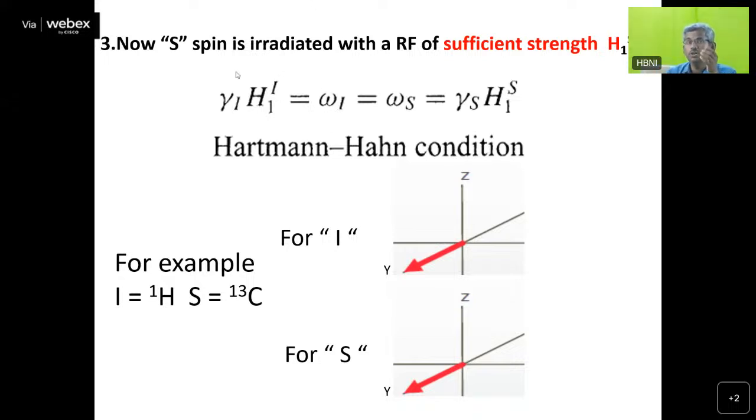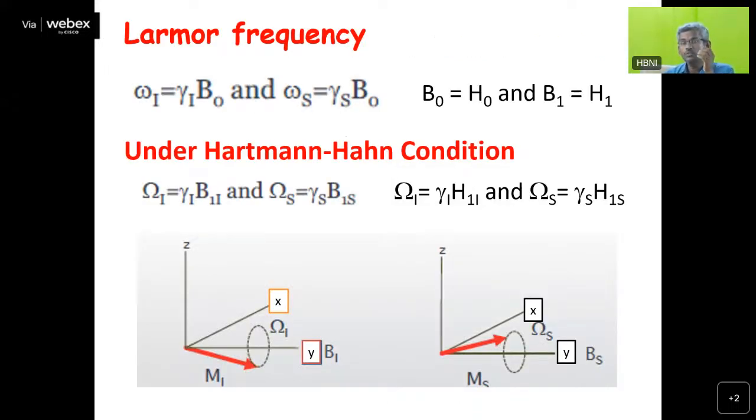The frequency of the proton nucleus and the frequency of the carbon-13 nucleus were matched with the help of suitable variation in the H1I and H1S, and this gives rise to proper communication between carbon-13 and H, and this is due to population transfer. So how does the population transfer occur? That also I will explain to you.